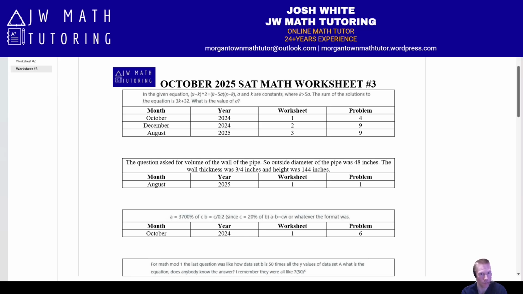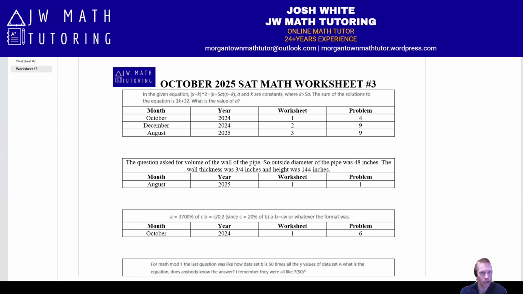Obviously, the numbers will be a little bit different than this example that's on the screen here. But the point is, if you got a problem similar to this on your October exam, then you go to that worksheet from that year, that month, that problem number, and you can find a virtually identical problem to work on. All right, so with all that being said, let's go ahead and go through these again. This is going to be a pretty quick, pretty short video.